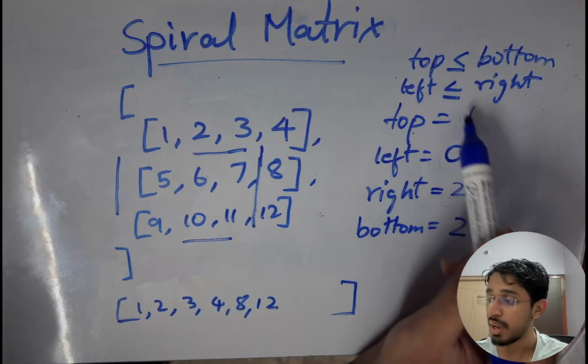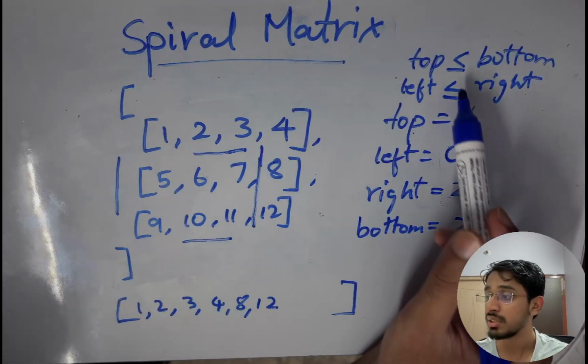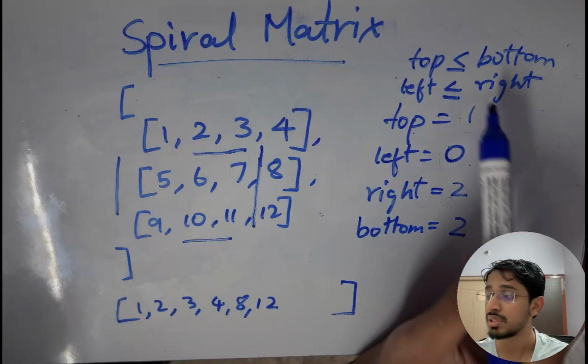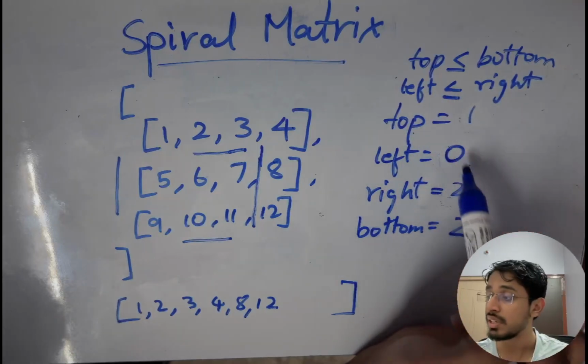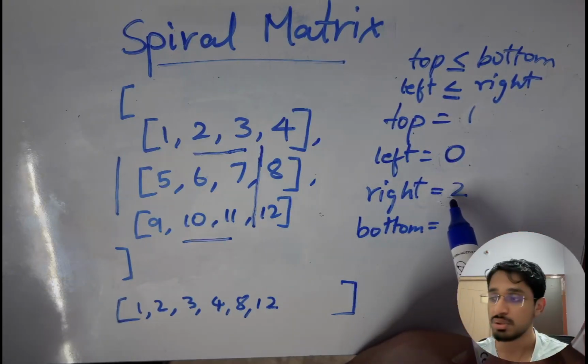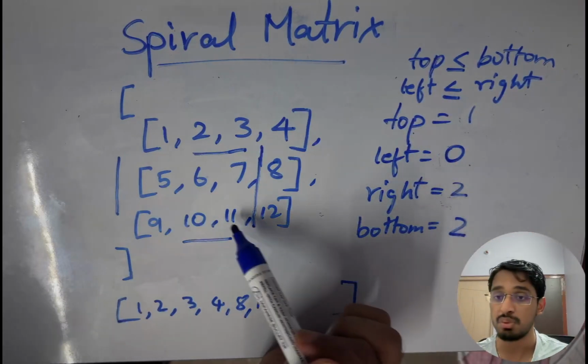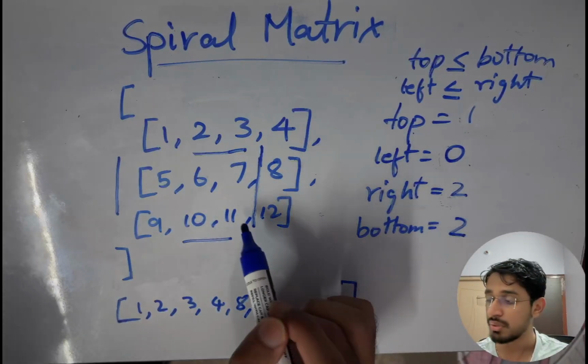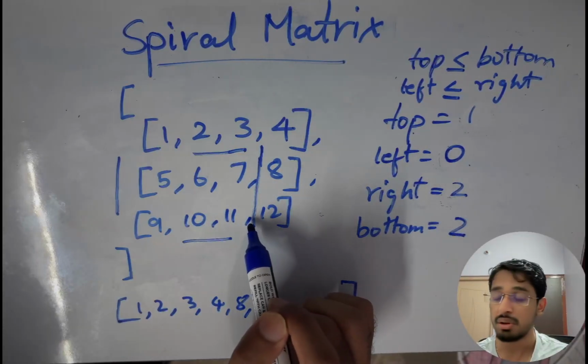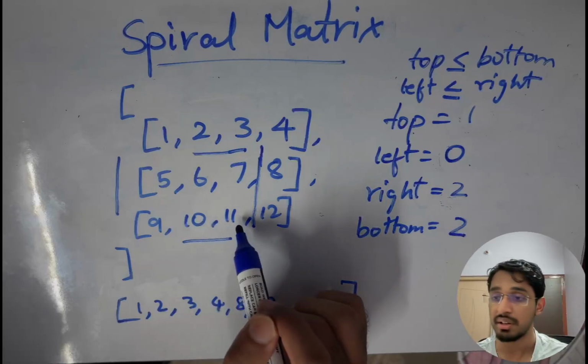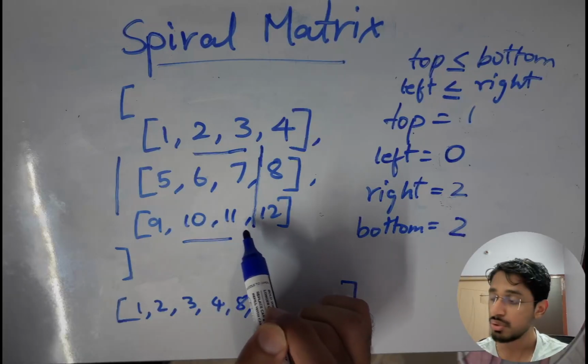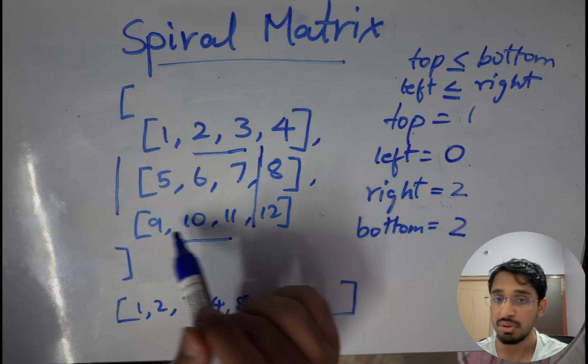Currently top has a value of 1, so top is still less than bottom, which is 2, and left is still less than the value of right. So this is also true, and we just continue the iteration. Now we have stopped at 12. We need to go in reverse order since we are currently at the third dimension, so we apply a reverse for loop from here.